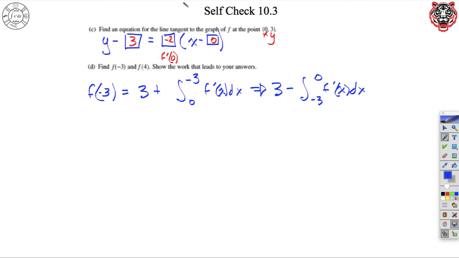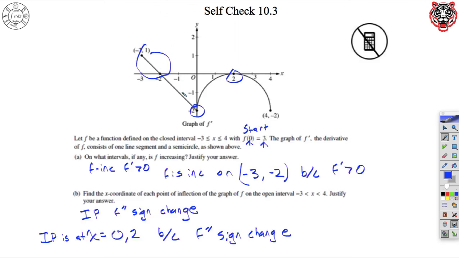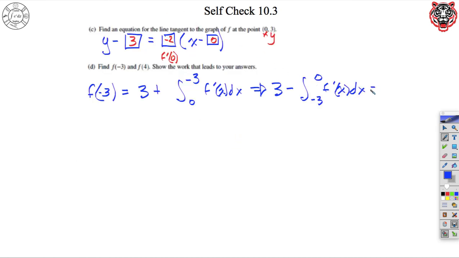Between -3 and 0, what is that going to look like? What is this area right here? 1/2 or 0.5, and this is going to be an area of -2. I add those up and I get -1 1/2, or -1.5. So this is going to be equal to 3 minus (-1.5), and the answer here is 4.5. Be careful with these double negatives. You should have double negatives there.